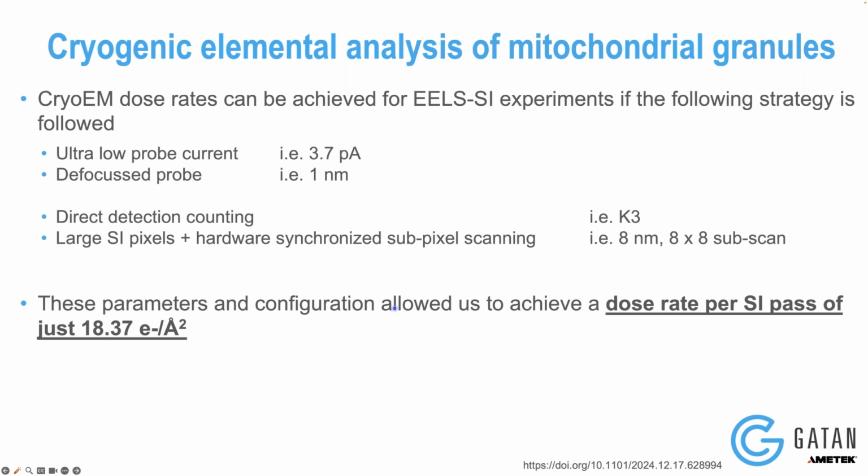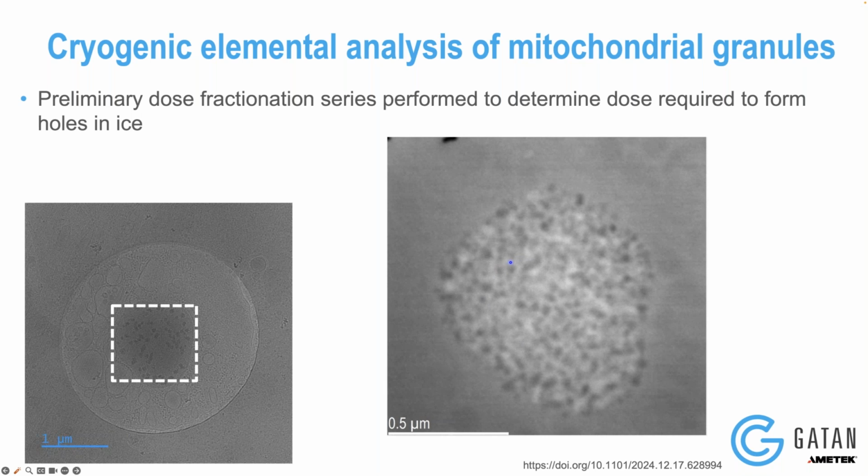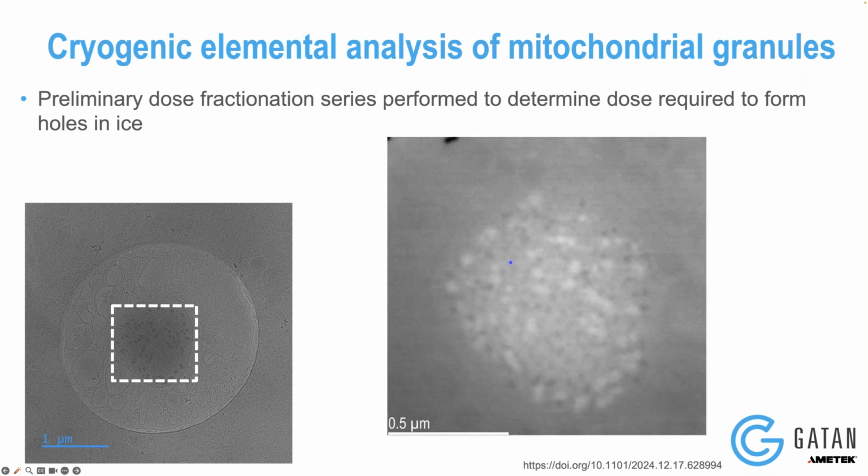This is significantly less than we had on the previous slide, and it is palatable for a biology experiment. So the data: the first thing we did was identify a region of the sample, which was done with TEM, and then do a preliminary dose series to see when the sample gets damaged. What you're looking at on the right is the dose fractionation series. This is the ADF data, and we're interested in when those holes form in the sample.